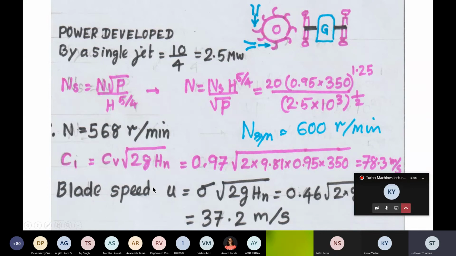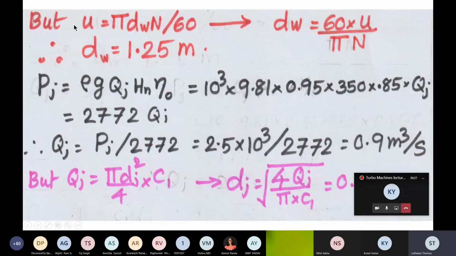Now blade speed U is equal to sigma into root 2 g H net. You can directly take sigma is equal to U by C1. That way also you will get around 37.2 only. So that is the blade speed. Now blade speed in meters per second, that is tip speed, is known, RPM is known. Definitely you can immediately calculate the wheel diameter. So this equation U is equal to pi D wheel into N by 60, from which you can calculate the diameter of the wheel, which comes to around 1.25 meters. So maybe around 4 feet.